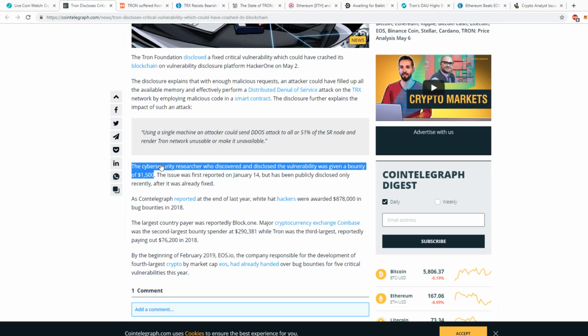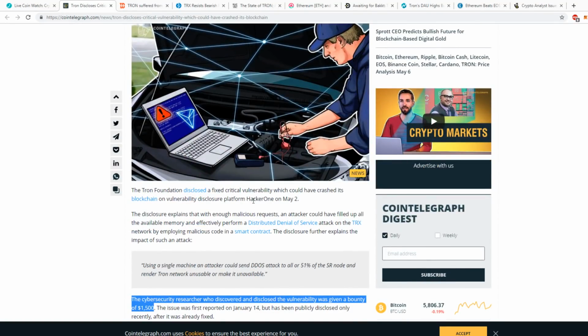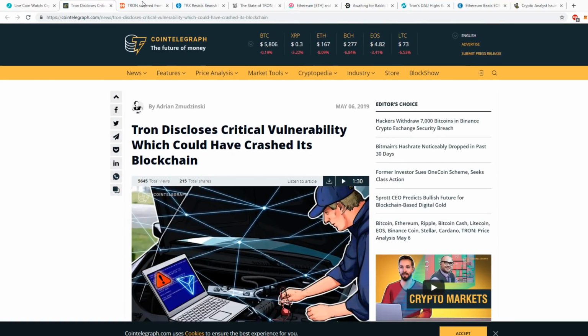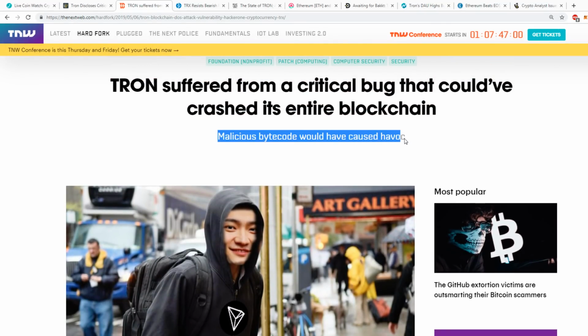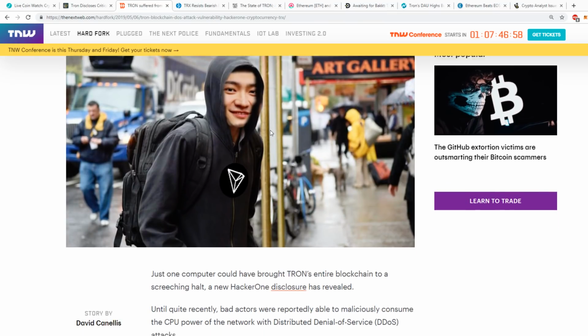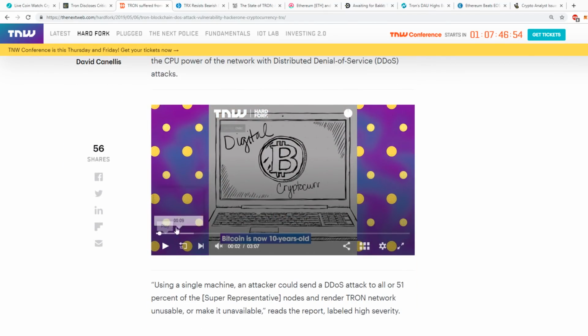I don't really know. Cybersecurity. Maybe it was HackerOne, as they're trying to see that firm. Maybe it happened over there. I don't even know. It doesn't really matter too much, though. There was a critical bug, and it could have been bad, right? So malicious bytecode would have caused havoc if it had been done. It didn't happen, though, so actually we're kind of in the good.